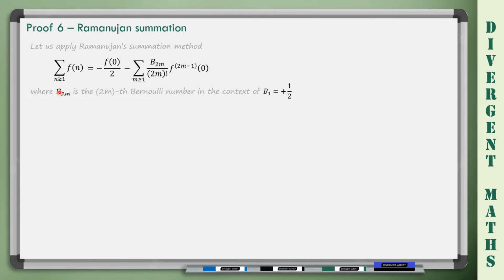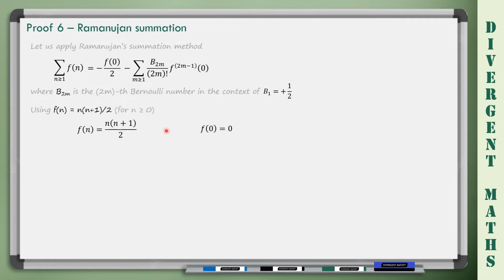Where b2m, like I said, is the 2mth, or actually 2m plus 1, Bernoulli number in a context of b1 equal plus 1/2. Always, when you use a Bernoulli number, always know in which context you are, b1 equal negative 1/2 or plus 1/2. So in that case, it's plus 1/2. So of course, we're going to set f of n being n squared plus n over 2, which corresponds to the triangular number for any value of n greater or equal even to 0. We need the value at 0 here. So that is f of n.